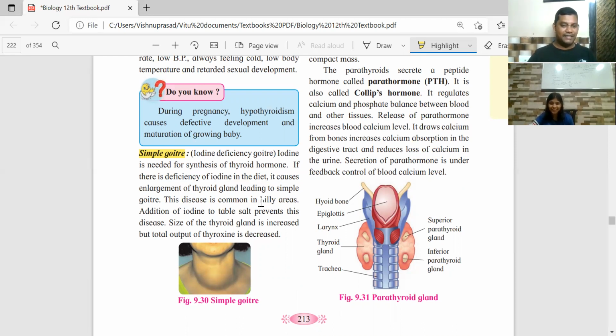Especially in the hilly areas this is more common because there is a lack of iodine, being far from the sea. Sea water salt contains iodine. The size of the thyroid gland will increase, but the output of thyroxine becomes less. That's why there was a program launched by the government called the Goiter Control Program.